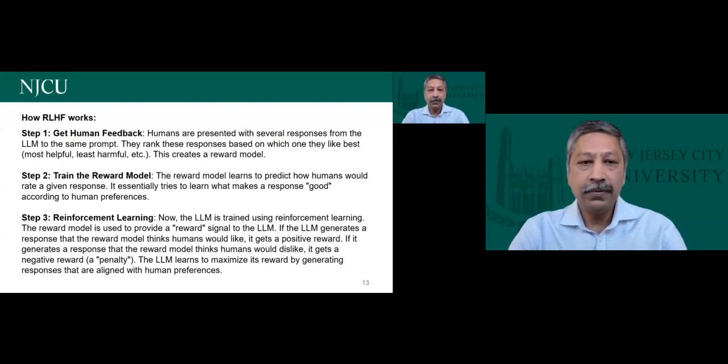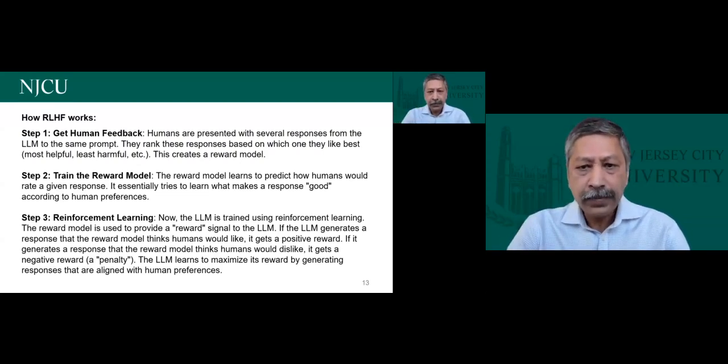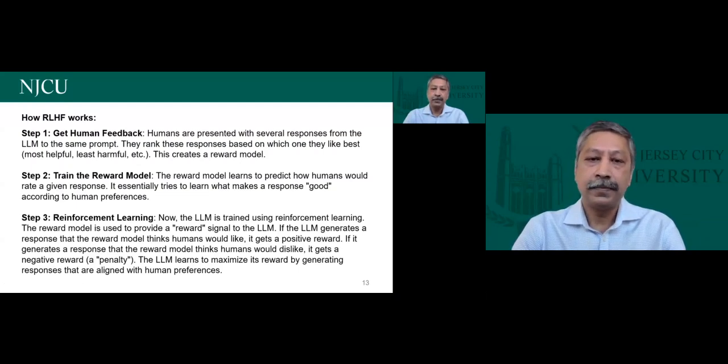We get the human feedback, we rank it, and this creates what's called a reward model. Okay. And the reward model learns to predict how we would rate a given response. So essentially, the reward model learns what makes a response very good, right?